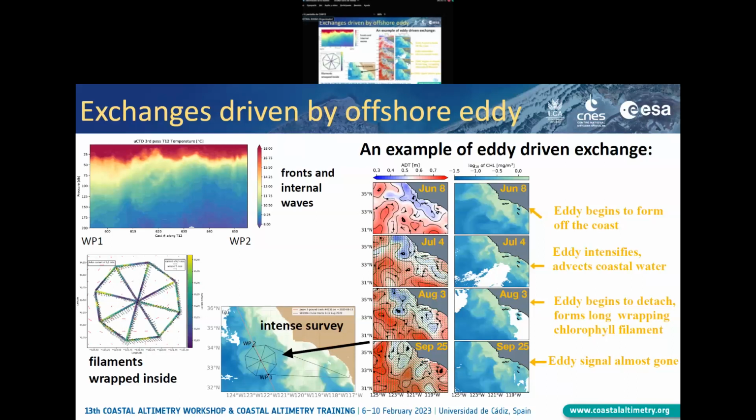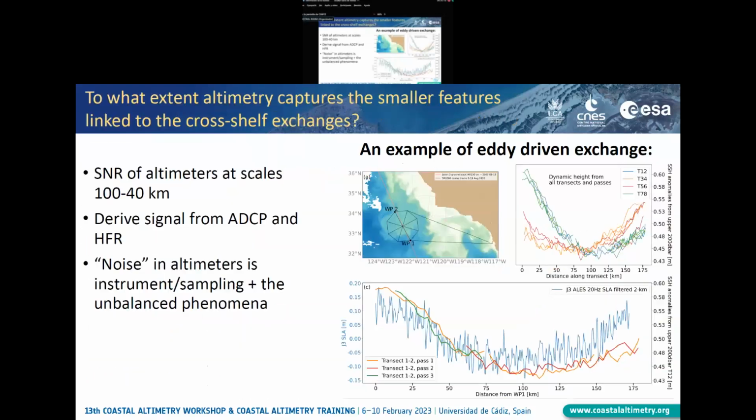All these wiggles are internal waves, and we also get near surface trapped features, which we think are very important for these processes. And what's the role of altimetry in this? So we started thinking about dynamic height that we could estimate from that data, and those are basically the dynamic heights we got from the underway data.